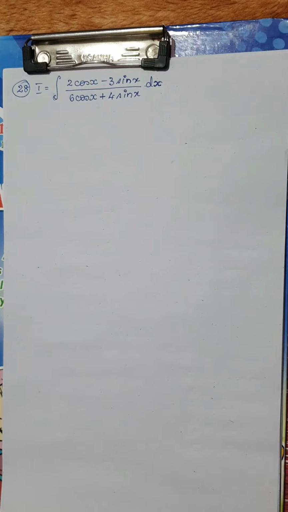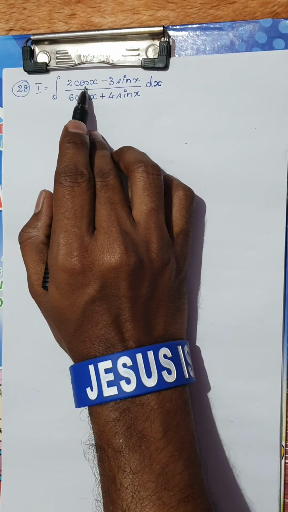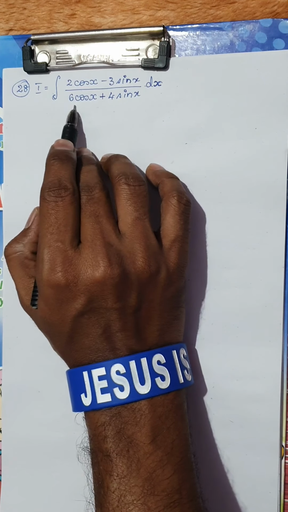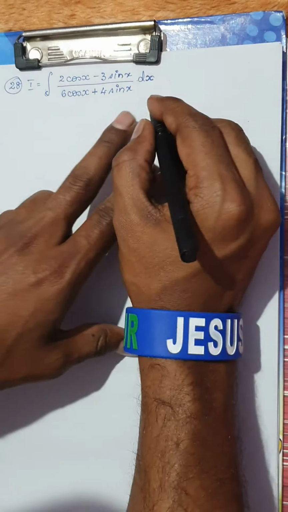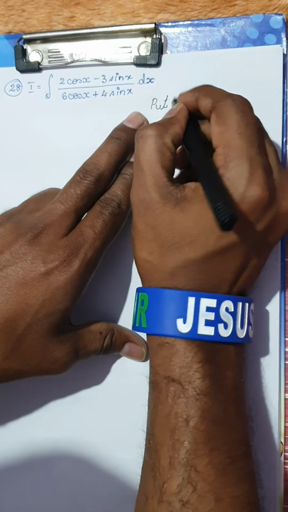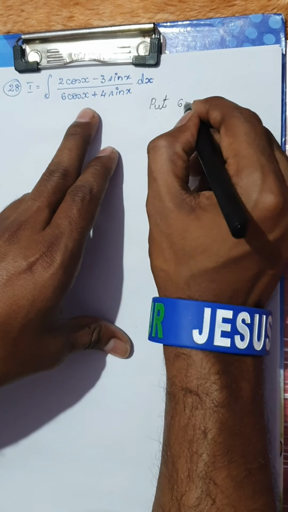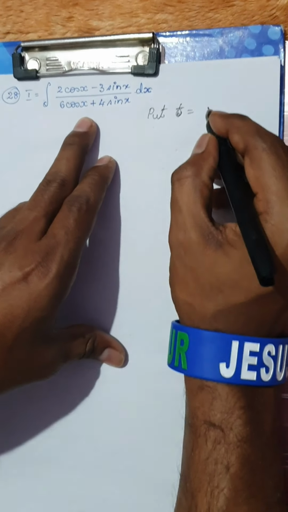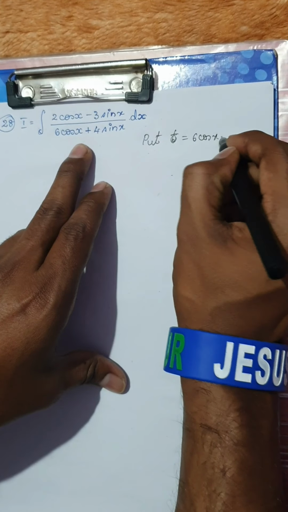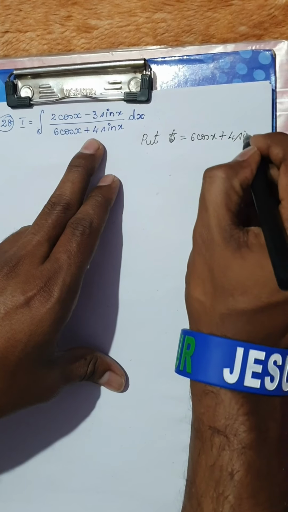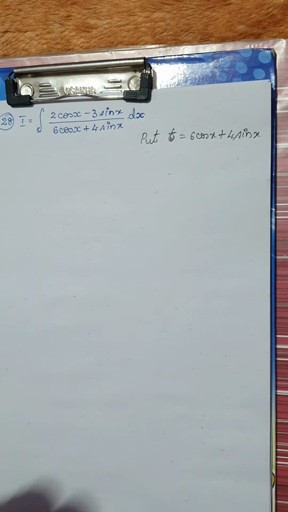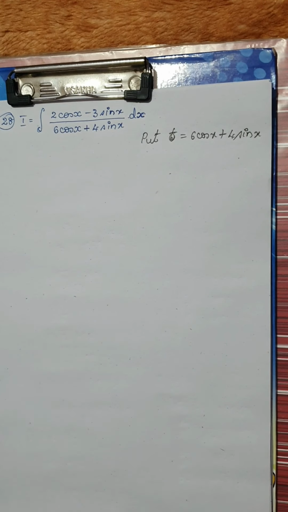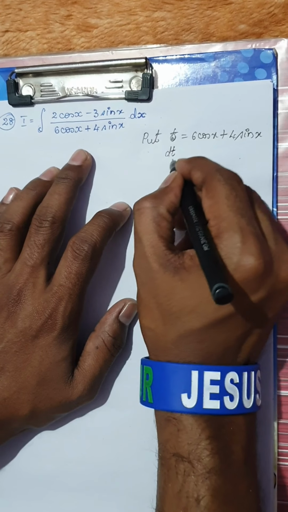Right. So the next integral we have is the integral of 2 cos x minus 3 sin x divided by 6 cos x plus 4 sin x dx. Okay, now let us see what you can substitute here. I will put the denominator part, that is t, as 6 cos x plus 4 sin x. Is it clear? I will put the denominator, that is 6 cos x plus 4 sin x, as t. Now see what happens if you differentiate with respect to x.